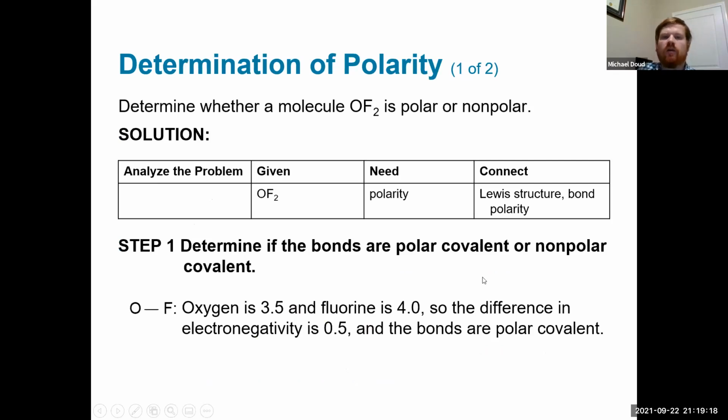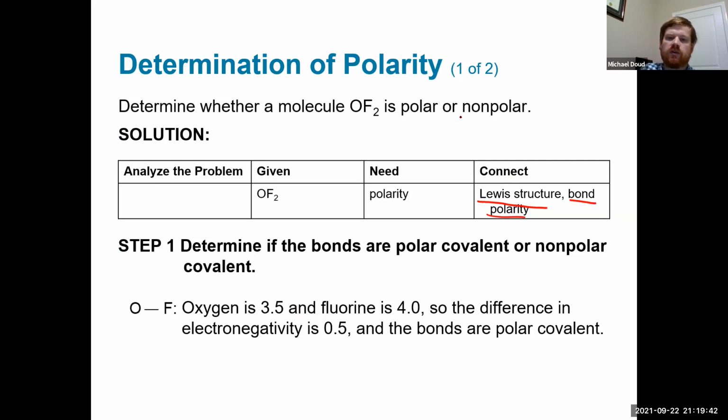Okay, so here we go. Let's go ahead and do a little example here. Let's determine whether or not OF2 is polar or not. So what do we need to do? First off, we need the Lewis structure. Then we need to figure out, are the bonds polar? Let's go ahead and draw the Lewis structure first, because I find that to be the most important part.